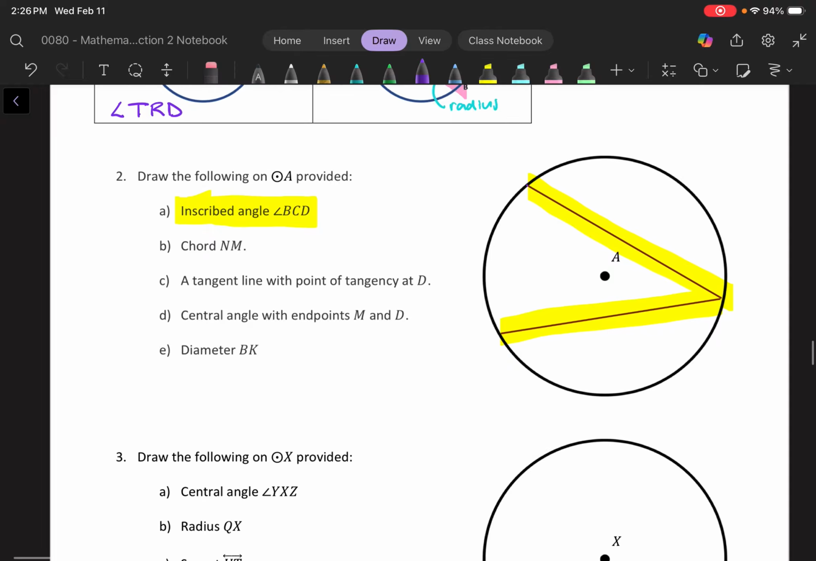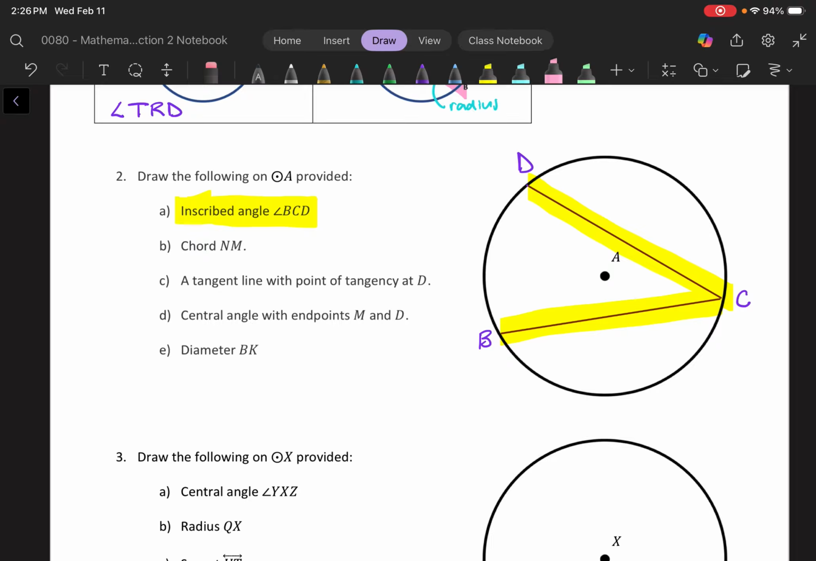So here I've drawn an inscribed angle made up of two chords with a common endpoint called the vertex, but now I have to label it as angle BCD. When I do that, I can name this point B, this point C, and this point D. I could have also swapped the names of point B and point D, that's fine, but C has to be the vertex because that's how we name our angles.